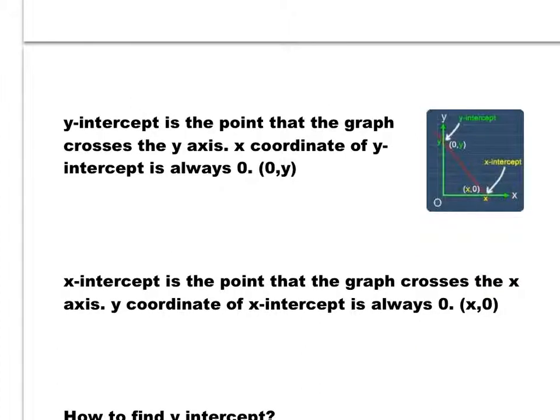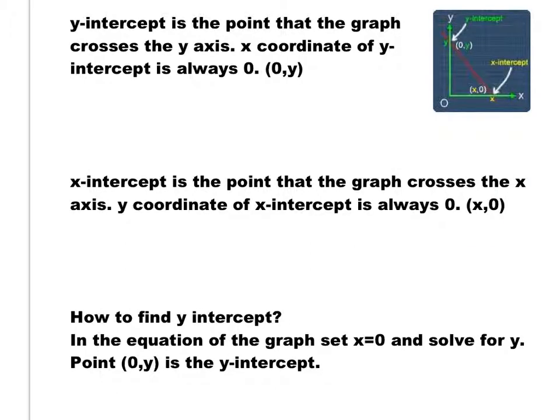For the x-intercept, we define x-intercept to be a point that the graph or the line crosses the x-axis. If you look at the graph on the right, you can see that the x-intercept is right here where the line is intercepting with the x-axis. You can see that the y-coordinate of this point is always 0.